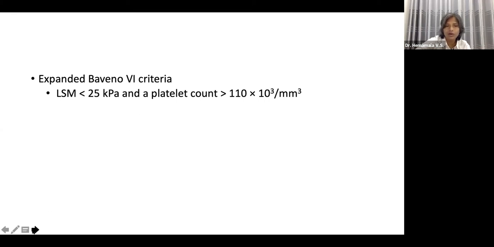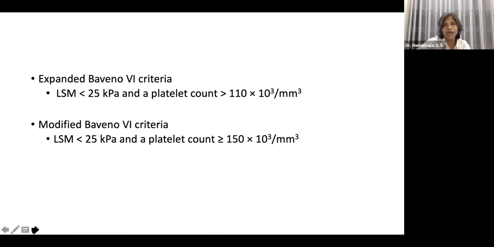Yes, endoscopy could be avoided in more number of patients, but then there is also a chance that you may miss some amount of patients with high-risk varices. So from the expanded criteria, they went to modified criteria. That means liver stiffness less than 25, platelet count 150. So all these have been studied, but still it is not freely accepted because the chance of missing is still high. I do not know whether this Baveno 7 may change all this. We do not know, but as of now it is 21 and 150.